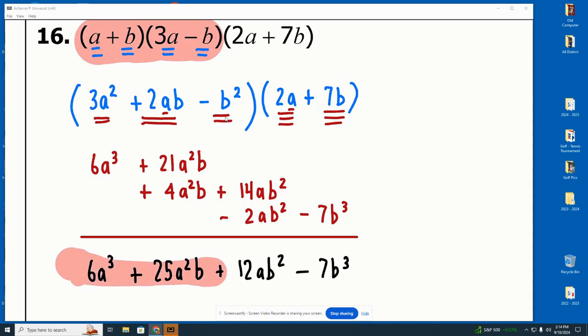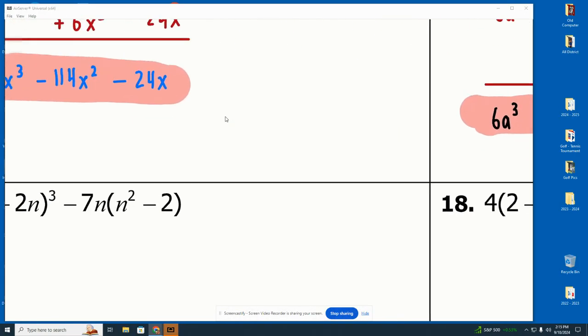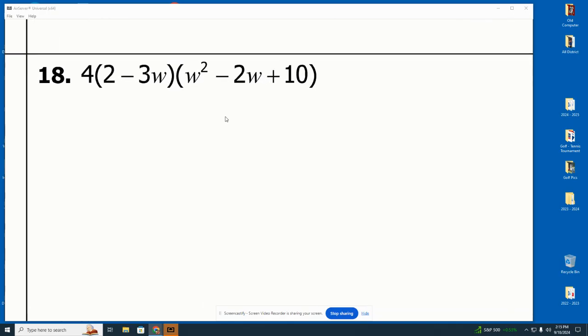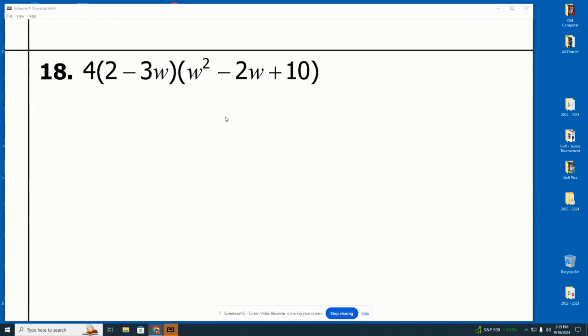And again, I know that's a lot, and I know it's easy to get lost in all that. So hopefully you were able to follow along. Now remember, I told you I didn't want you to do number 17. It was a pretty hard one. So let's finalize this assignment by doing number 18 together, okay?